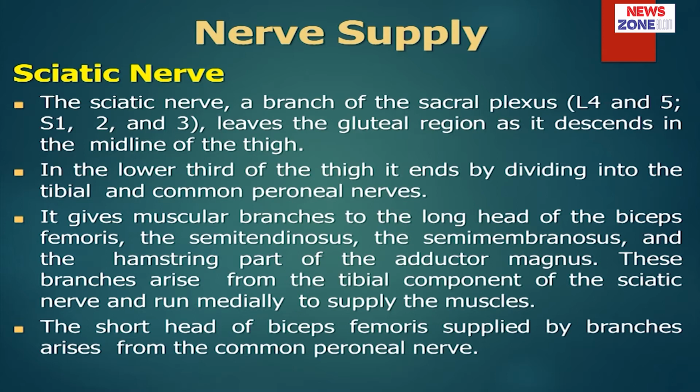In the lower third of the thigh, it ends by dividing into the tibial and common peroneal nerves. It gives muscular branches to the long head of the biceps femoris, the semitendinosus, the semimembranosus, and the hamstring part of the adductor magnus. These branches arise from the tibial component of the sciatic nerve and run medially to the muscles. The short head of the biceps femoris is mainly supplied by branches arising from the common peroneal nerve.